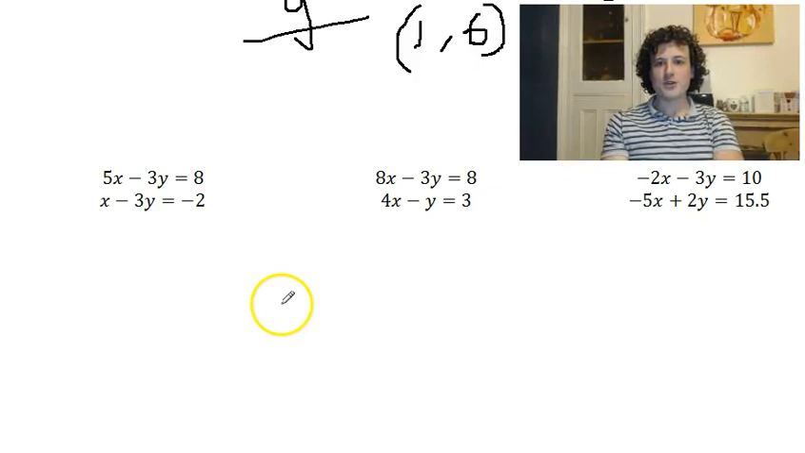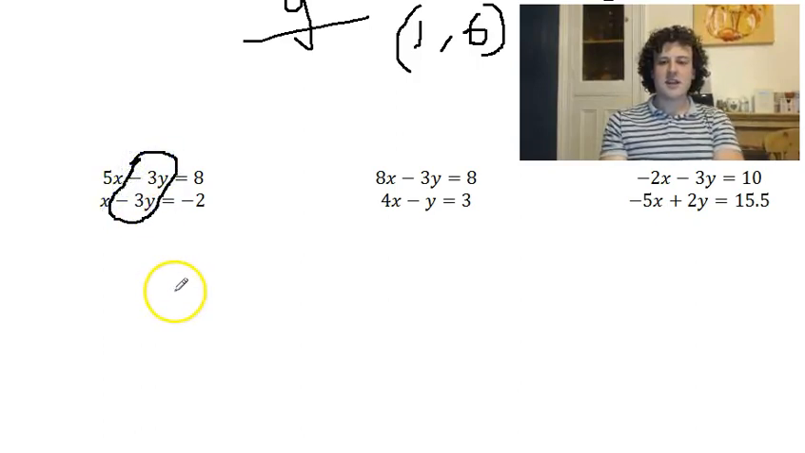Well, hopefully you've paused by now and you've done the questions. Let's see if you got them right. The first one is nice and easy because I can cancel the 3y's. They're both the same, they're both 3y, so I don't need to multiply up the equations before we get started. They're both 3y, and the signs are the same. They're both subtract, they're both negative. The signs are the same.